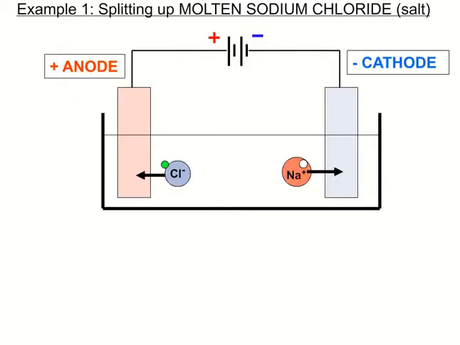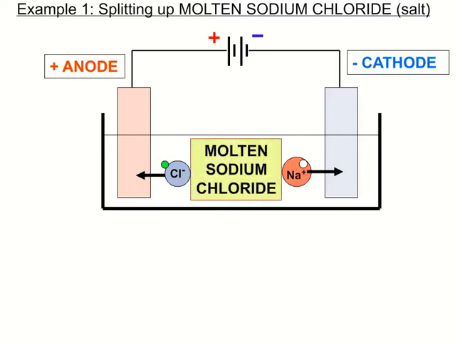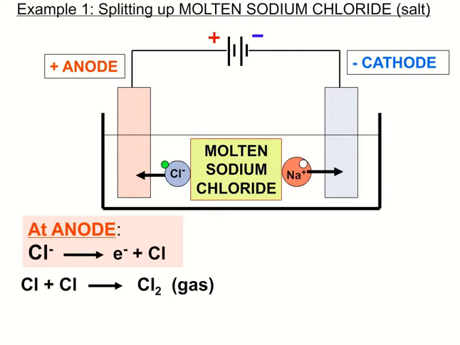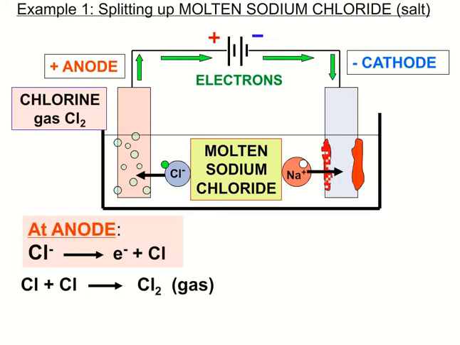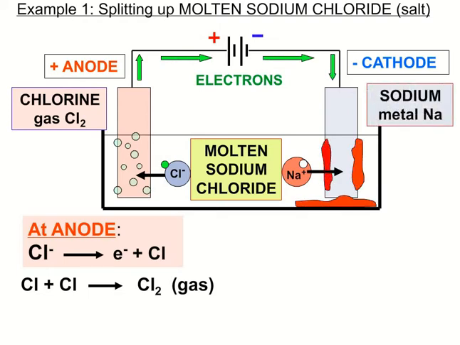Next, splitting of molten sodium chloride. Cl minus ions move towards the anode as it is positive. Sodium ions move towards the cathode as it is negative. At the anode, Cl minus gives Cl gas. At the cathode, the electrons move towards the cathode, and the sodium ion gets deposited and undergoes reduction.